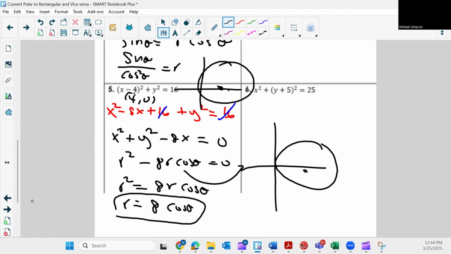No, just solve the equation. It's not hard, guys. It's the same formula step by step.